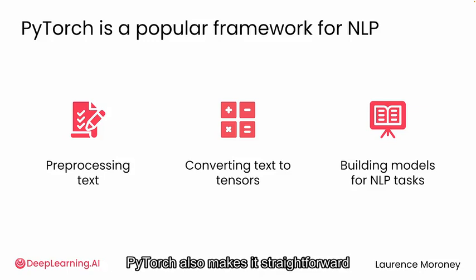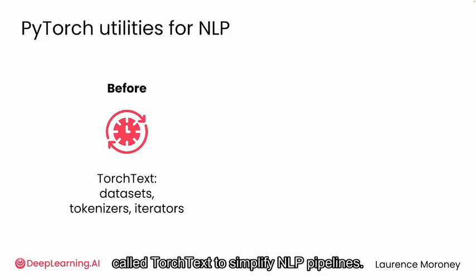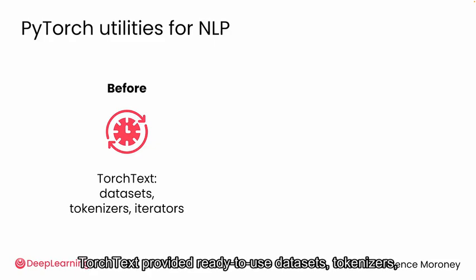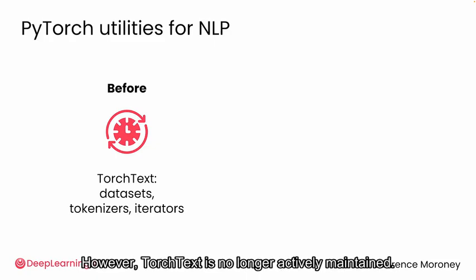PyTorch also makes it straightforward to experiment with different architectures, whether you're working with a simple embedding-based classifier or a large-scale transformer model. Historically, PyTorch had a dedicated library called TorchText to simplify NLP pipelines. TorchText provided ready-to-use datasets, tokenizers, and iterators for text processing. However, TorchText is no longer actively maintained.